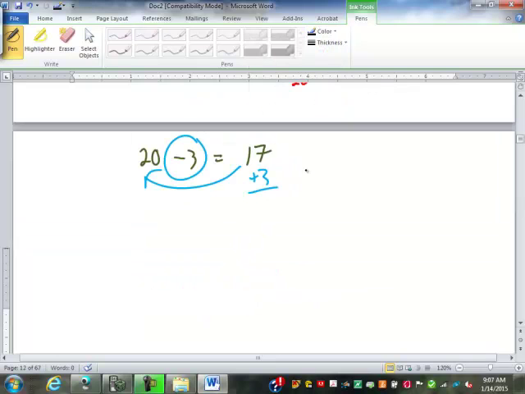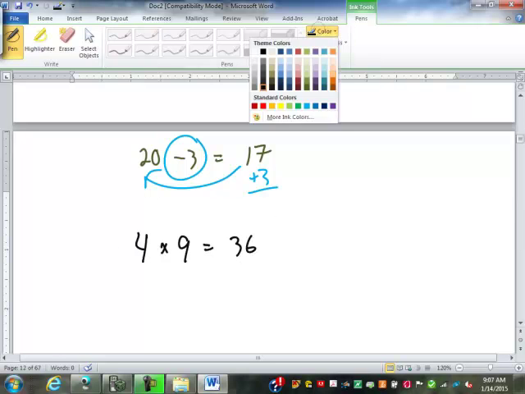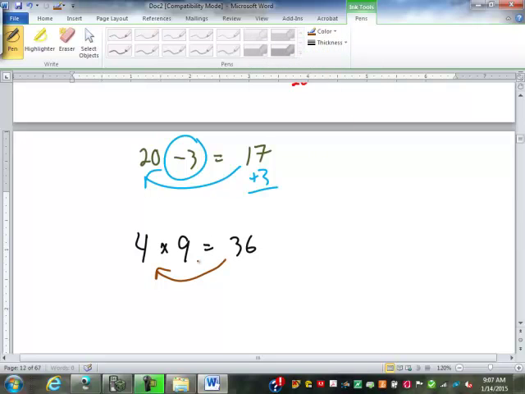Multiplication, same way. Give me a number between 2 and 5. 4. Let's say I want to multiply that by 9. 4 times 9 gives me 36. If I want to get back to the 4, I have to divide by 9. Multiplying and dividing are inverses. They reverse each other. They undo each other. Multiplying by 9 and dividing by 9 will cancel each other out.